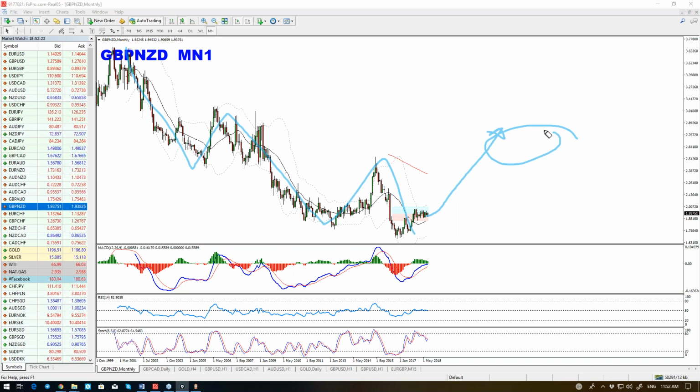But pay attention to the swap. It has to be swap-free opportunity. Otherwise, you will reach the pension without the profits. The swap will eat them all. So that's for the pound Kiwi for the long term.